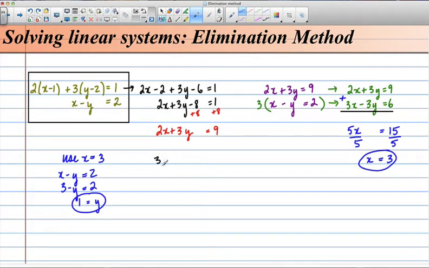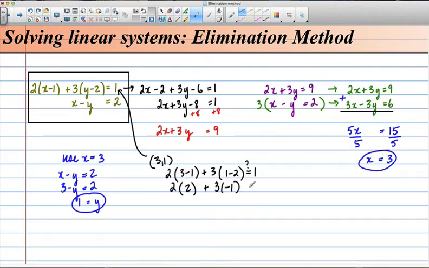We'll do a check, 3 comma 1. So 2 bracket 3 minus 1 plus 3 bracket 1 minus 2 equals 1. Just plugging into the original equation, one of them. We're checking to see if that's true. 2 bracket 2 plus 3 times negative 1. Does that equal 1? 4 minus a 3 does equal 1.